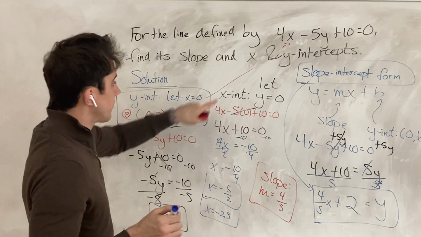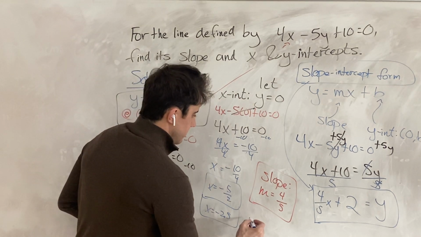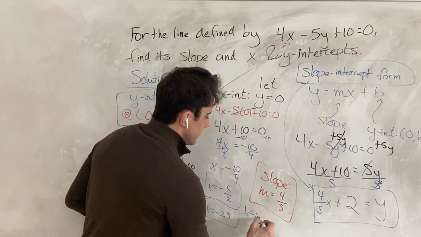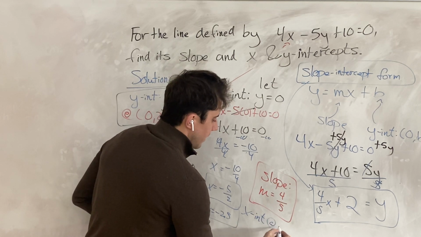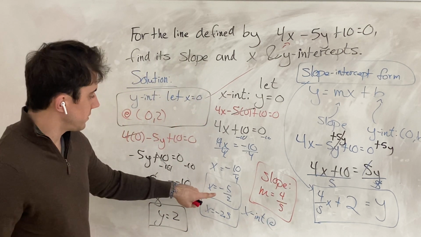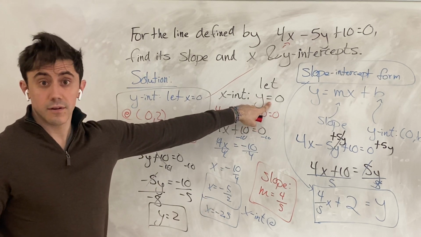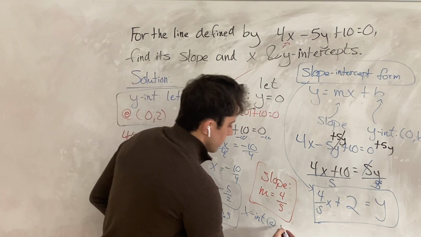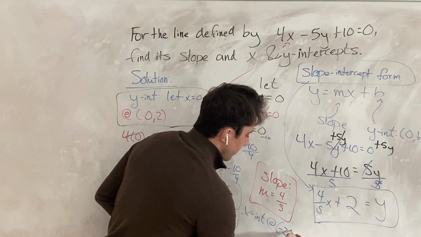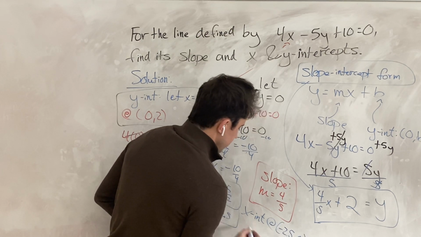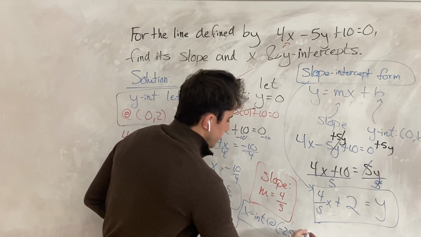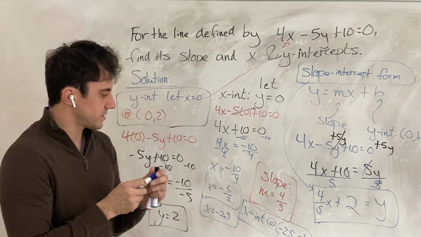And so that means that we have our x-intercept. X-intercept at, our x-coordinate is negative 2.5, our y-coordinate is 0, right on the x-axis, and so our point is at (negative 2.5, 0). And that's the last thing we're asked to find.